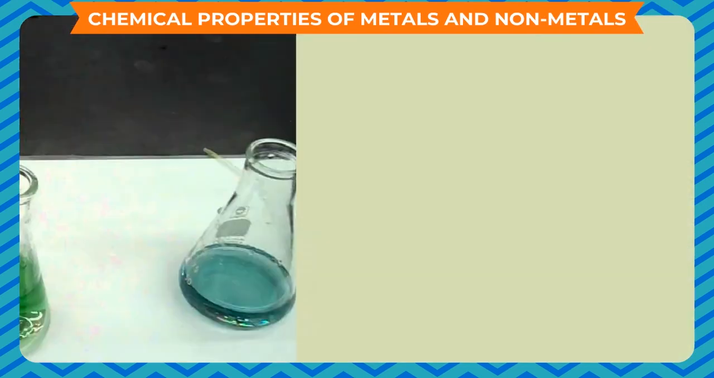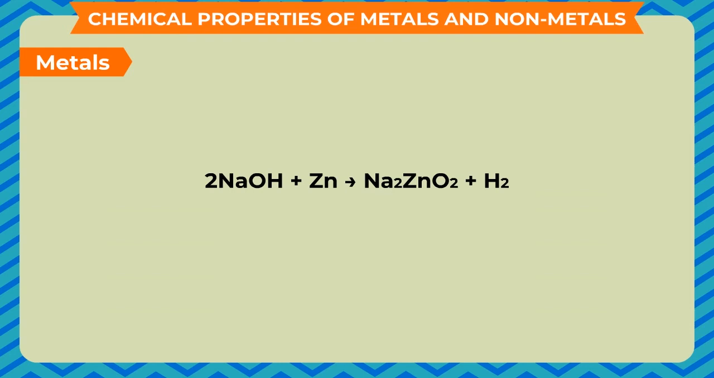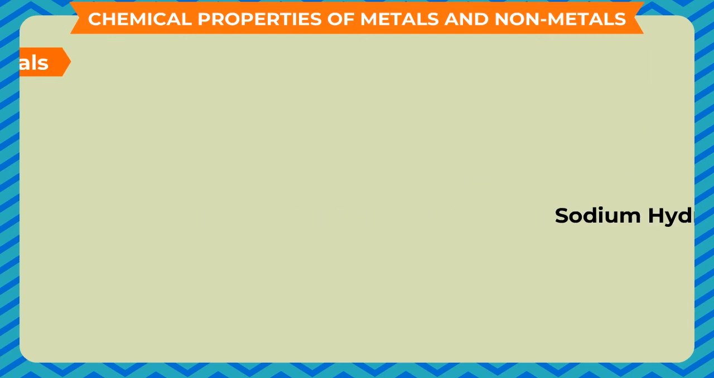Reaction with bases. Metals. Metals react with bases to form hydrogen gas. 2NaOH plus Zn gives Na2ZnO2 plus H2. Sodium hydroxide plus zinc gives sodium zincate plus hydrogen.